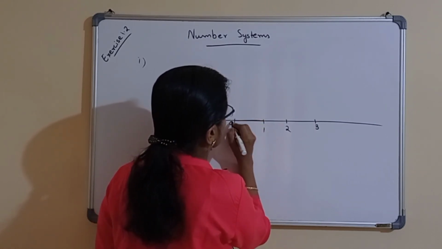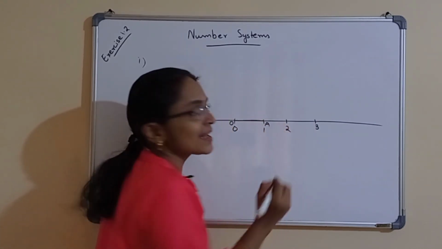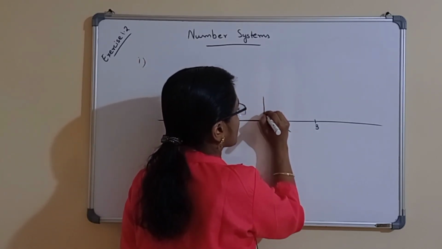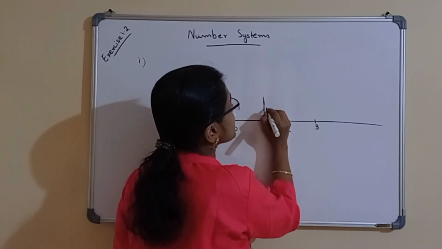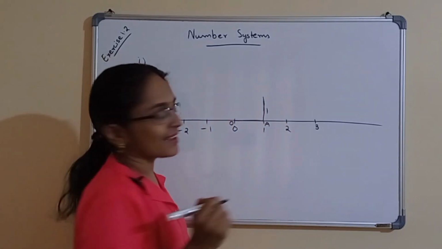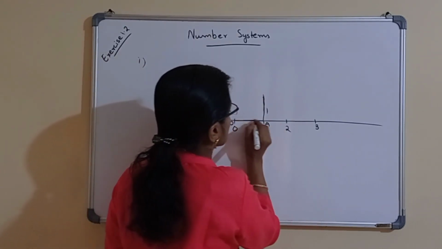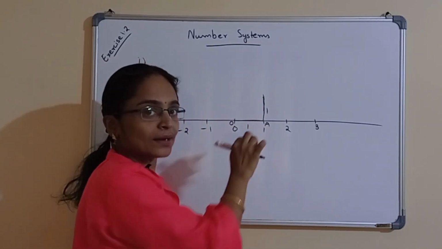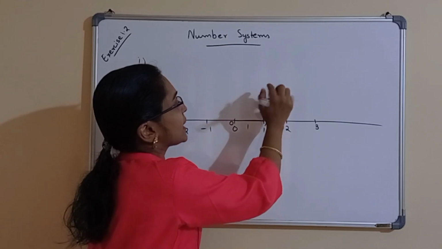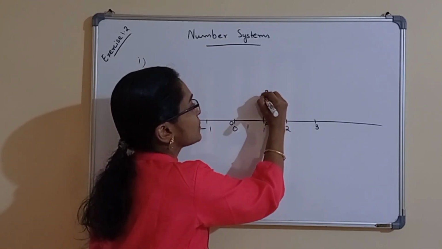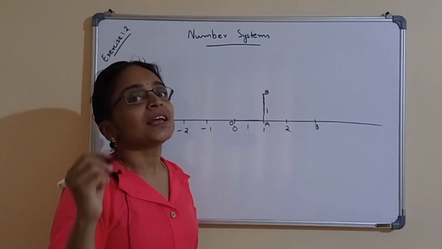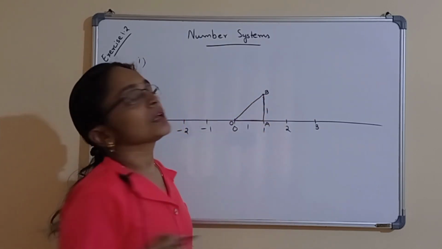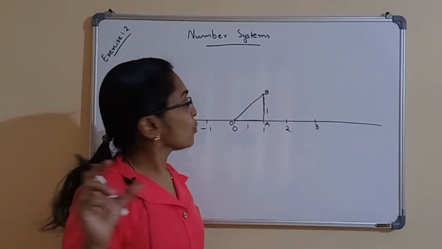Name this as O, this as A, and then draw a perpendicular from this A, which is 1 unit. Okay, and this is also 1 unit. Right? 0 to 1 means this is 1 unit. And draw A to B. This is point B. Now join this OB. What is the length of OB?